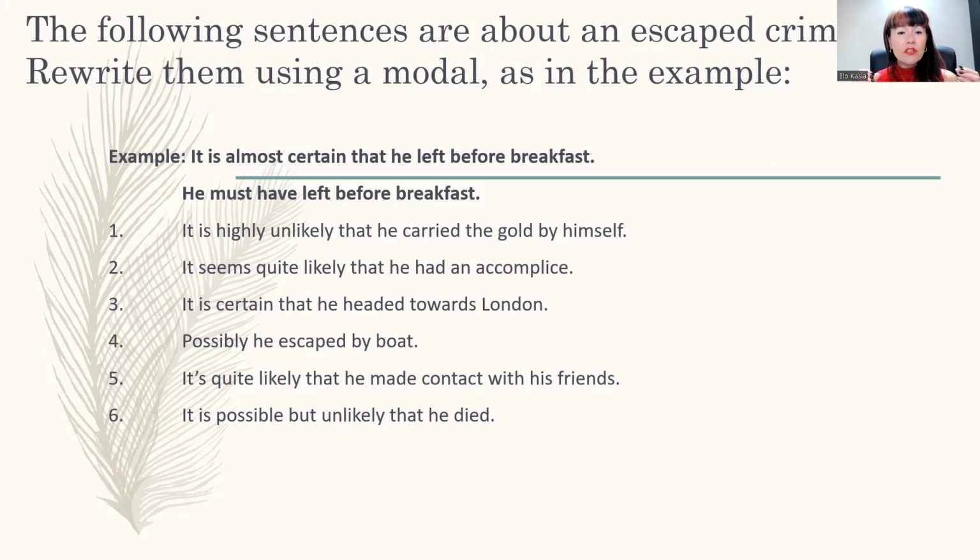So it is almost certain that he left before breakfast. He must have left before breakfast. You are sure of that, okay? Number 1, it is highly unlikely that he carried the gold by himself. It is highly unlikely. So which modal would you use? Number 2, it seems quite likely that he had an accomplice. It seems quite likely. Accomplice is somebody who helps a criminal. So it seems quite likely that he had an accomplice.